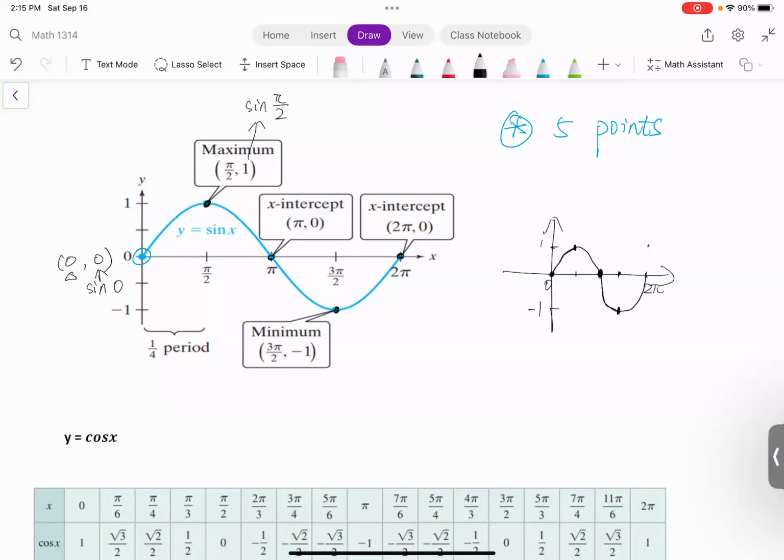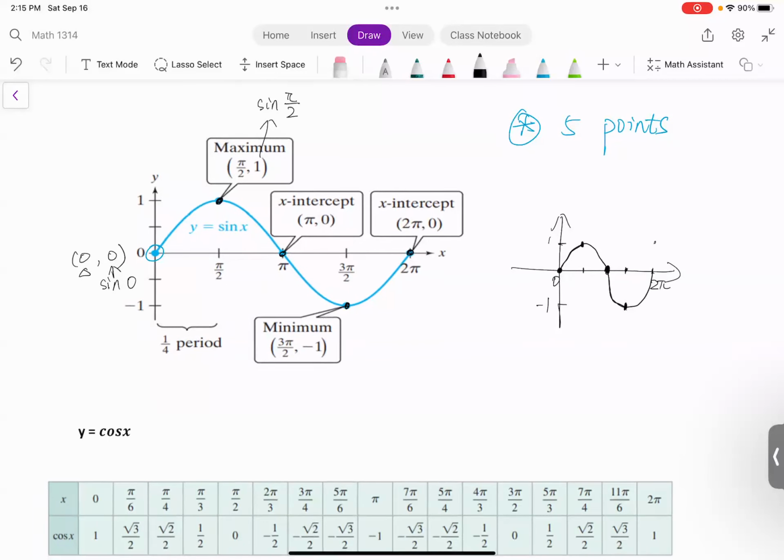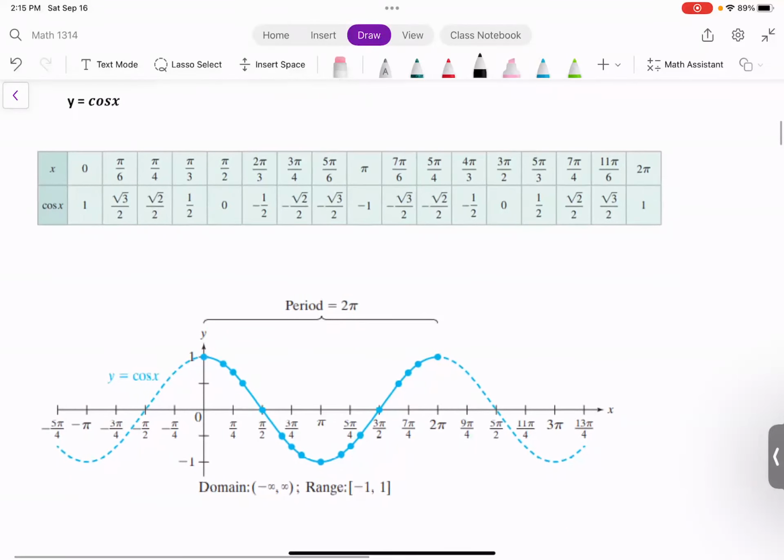minimum, that's -1 at 3/4 of the full cycle. Continue to move on, I hit 0, y equals 0. So draw this image and remind yourself, this is a graph of the sine function. All right, let's move on to see cosine.